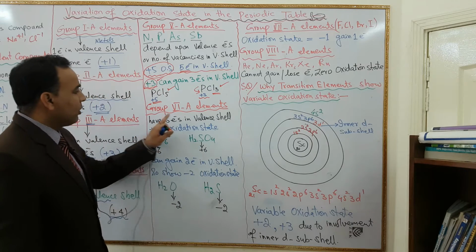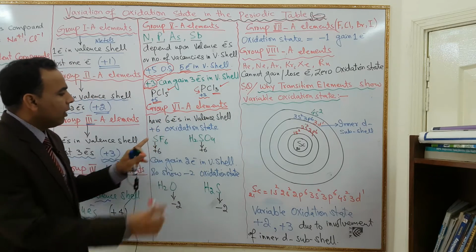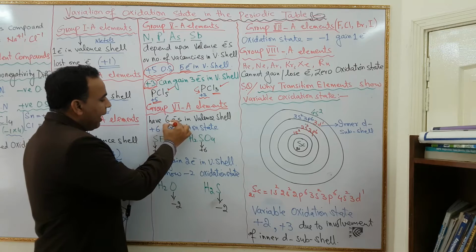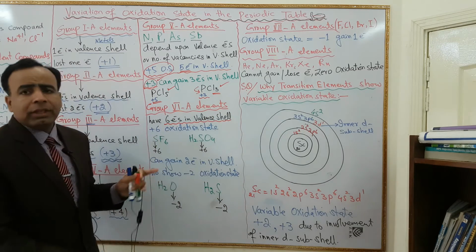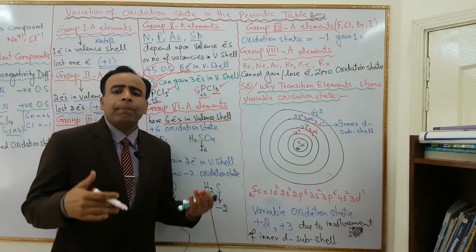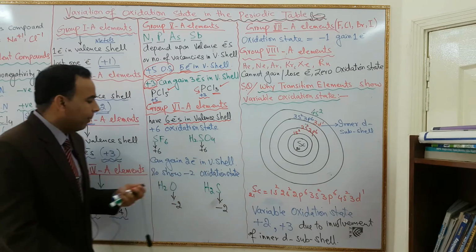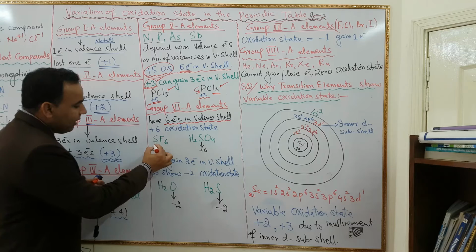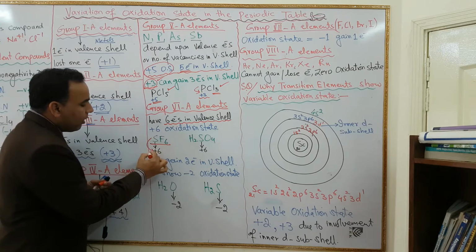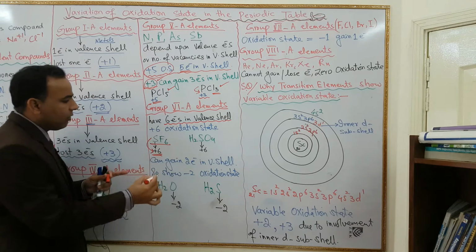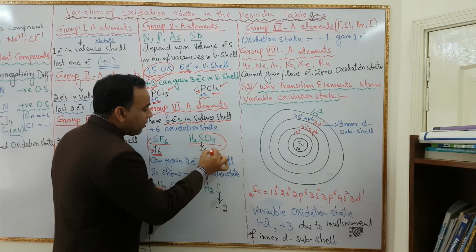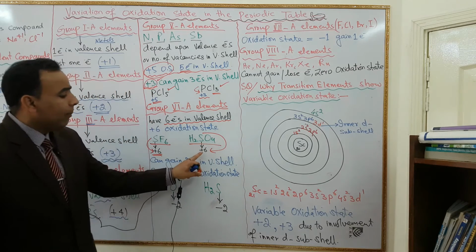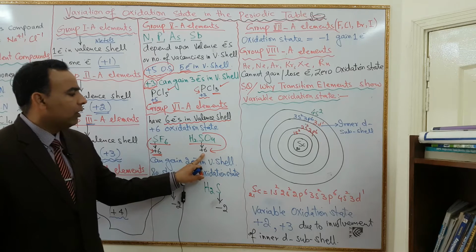Now in group 6A elements, my dear students, group 6A elements have 6 electrons in their valence shell, so their oxidation state will be +6. For example, in case of SF6, sulfur has +6 oxidation state. In the case of sulfuric acid, sulfur will have +6 oxidation state.